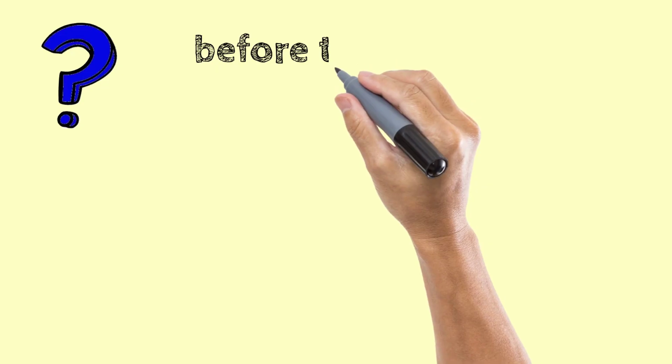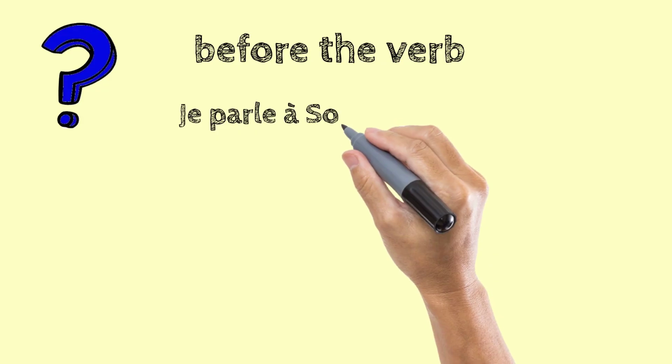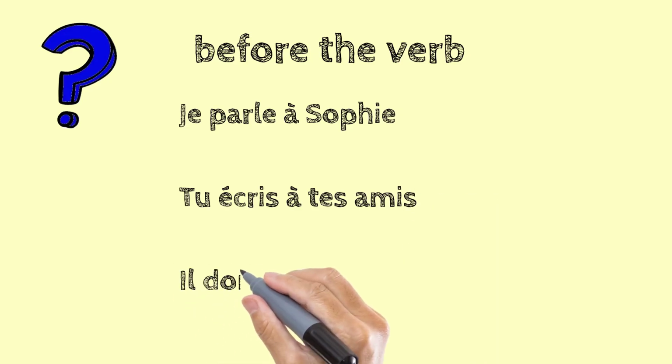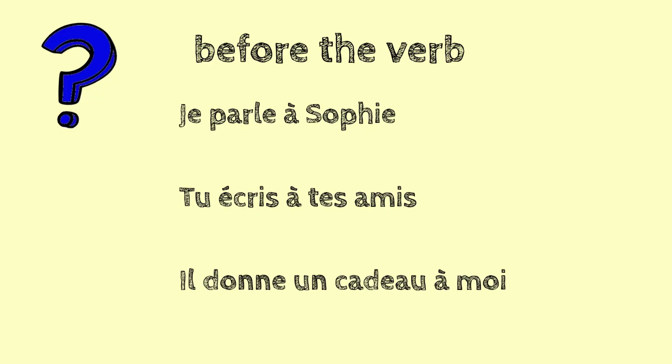Now let's look at where indirect object pronouns go in the sentence. Unlike in English, they go before the verb that they are the indirect object pronoun of. So, for example, we're going to change these sentences: Je parle à Sophie, tu écris à tes amis, il donne un cadeau à moi.